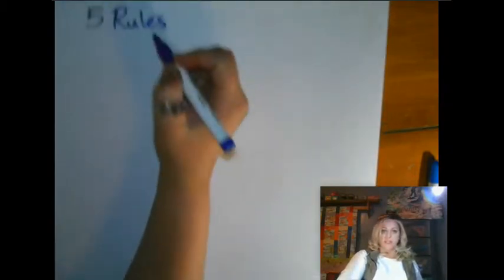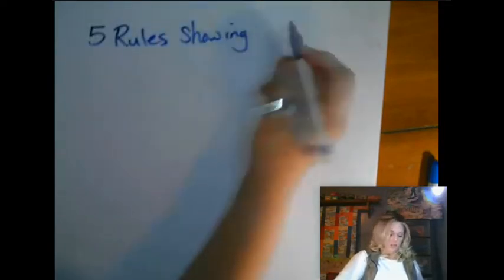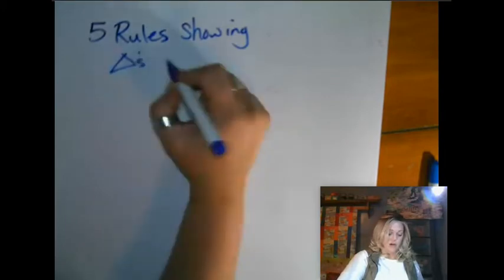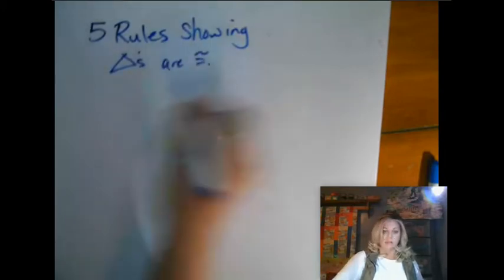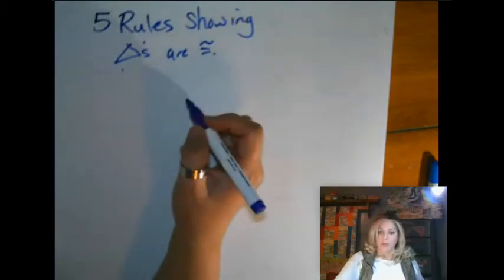All right, let's talk about congruent triangles. So first of all, there are 5 rules for showing triangles are congruent. Now, I know that's a lot of symbols, but there are 5 rules showing triangles are congruent. You have to know all 5.